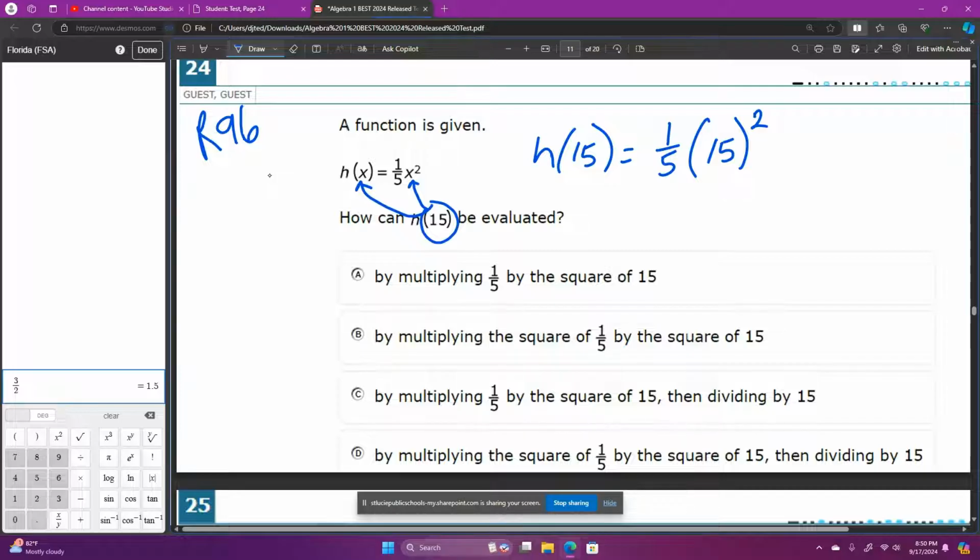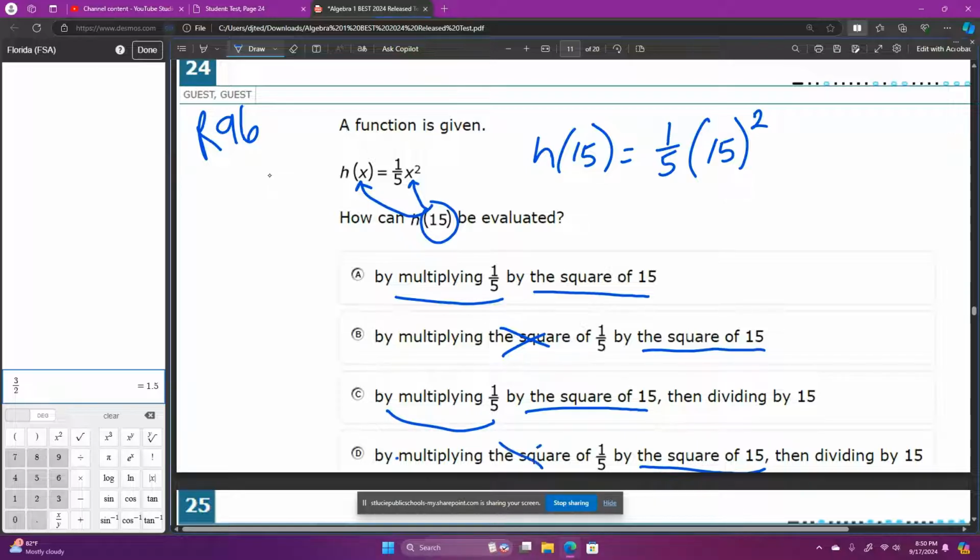15 squared, x squared. What is 15 squared? It is the square of 15. It's there for all of them. And what does this parentheses with the number outside mean? It means that you're multiplying. Multiply 1/5 by the square of 15, not the square of 1/5, because the square is with the 15, not the 1/5.